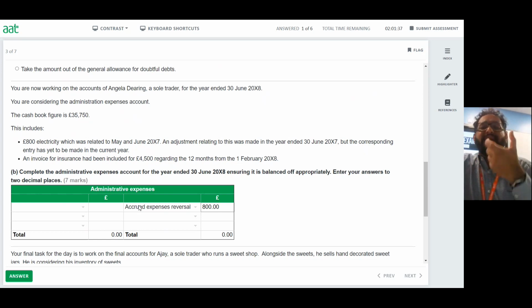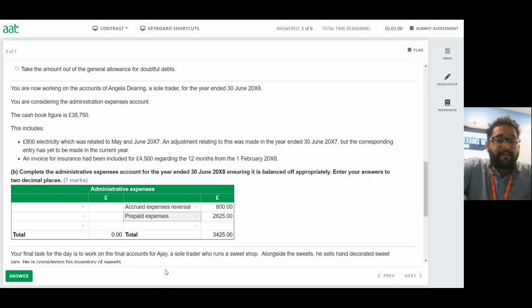The rest of them are prepayment, which is being paid in advance on 1st of February. So we have paid it already. So let's find out how much can go into this year and how much we have to take out of that one as a prepayment for the expenses of insurance. £4,500 divided by 12 shows me 375 per month, and multiplied by 7 months, which is £2,625. We will take it out as a prepaid expense.